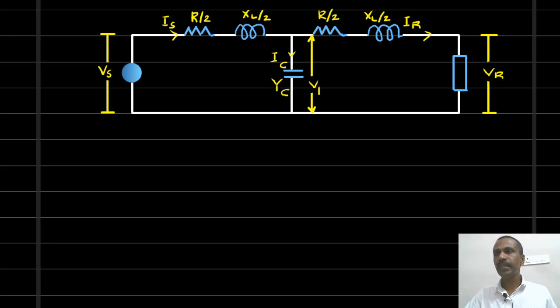This is the nominal T network. The load power is given as 10,000 kilowatt. And the voltage is given as 66 kilovolt. The voltage given in the three-phase problem will always be the line voltage. So 66 kV is the line voltage at the receiving end. Here the power factor is 0.8 lagging.